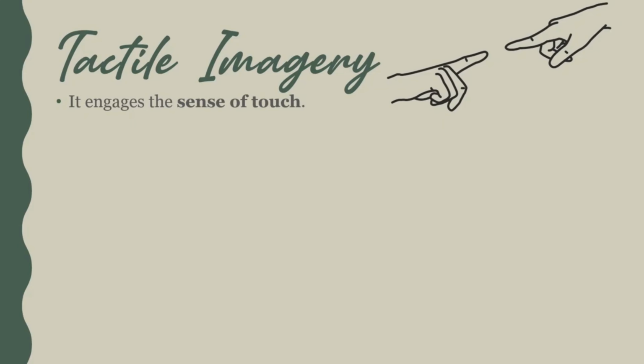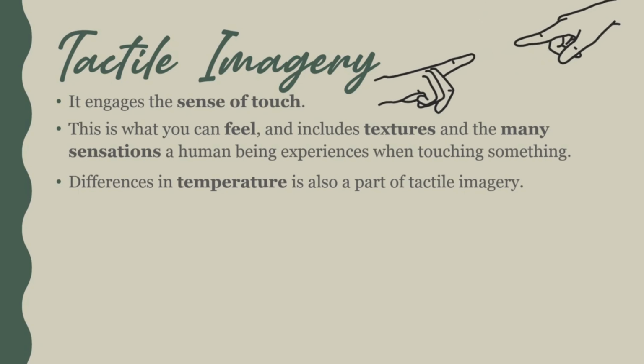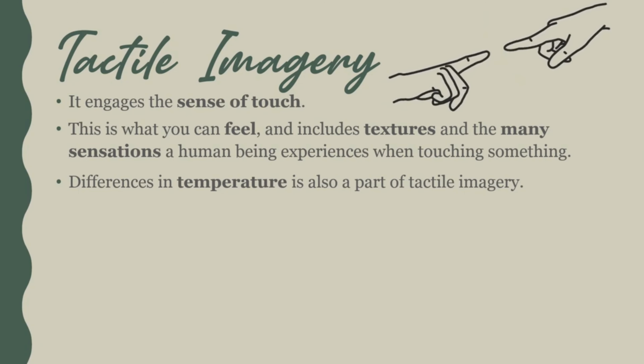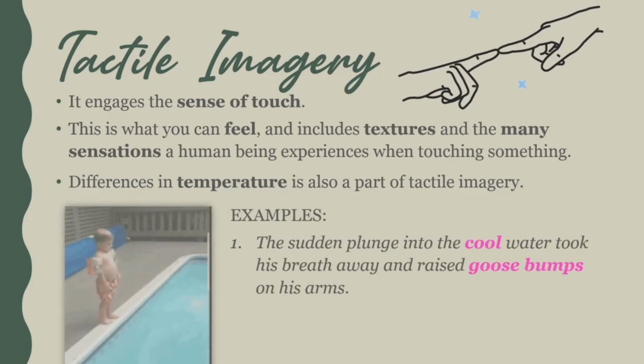And the last sensory image is called tactile imagery. This sensory imagery engages the sense of touch. More so, this type of sensory imagery refers to what you can feel and includes textures and many sensations a human being experiences when touching something. Differences in temperature are also a part of tactile imagery.